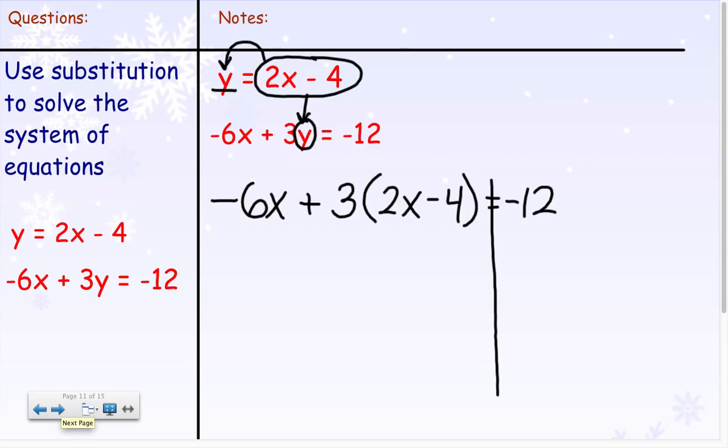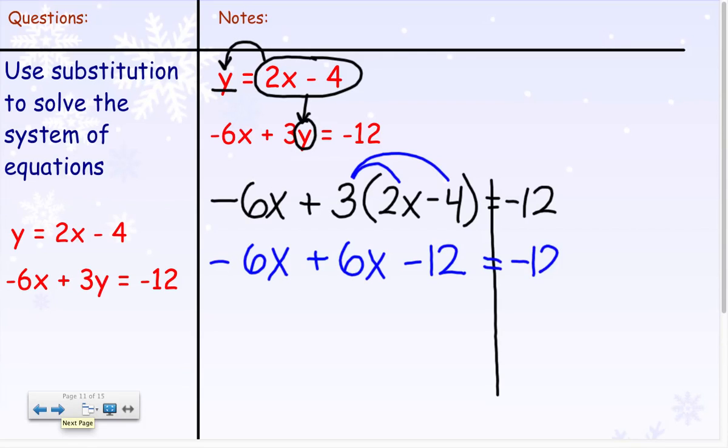So I'll start this by bombing it. I'll bring down this negative 6x. 3 times 2 is 6x. 3 times negative 4 is negative 12. Negative 6x and positive 6x make 0, so I'm going to cross those off. So I'm left with negative 12 equals negative 12. Now, does negative 12 equal negative 12? Yes, it does. They're both the same.